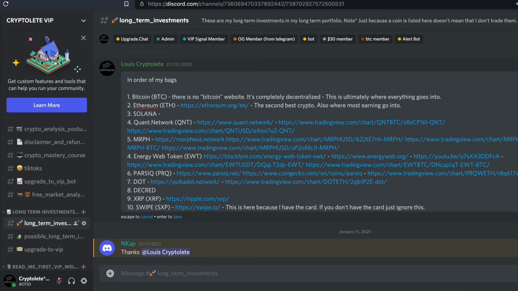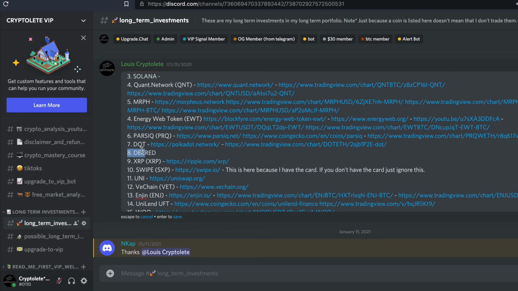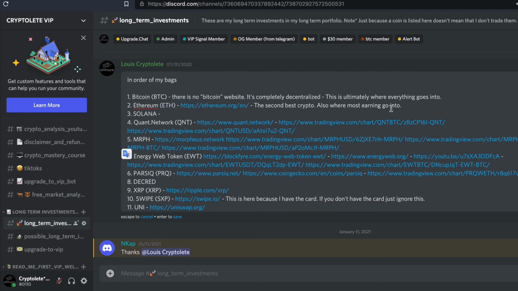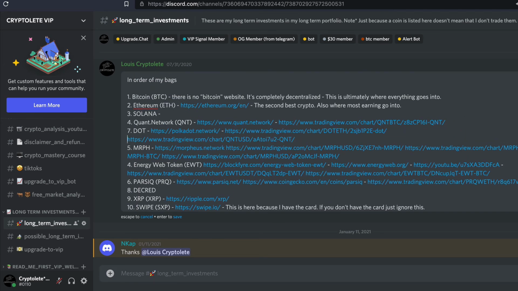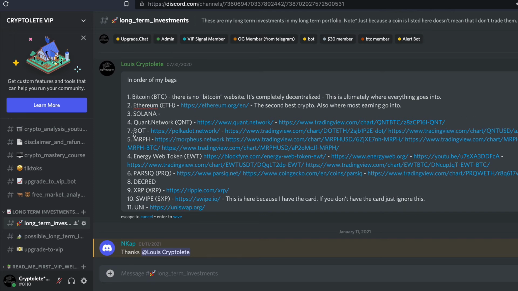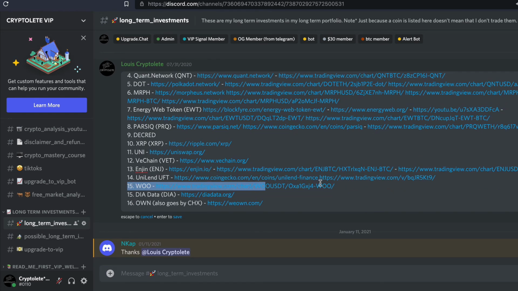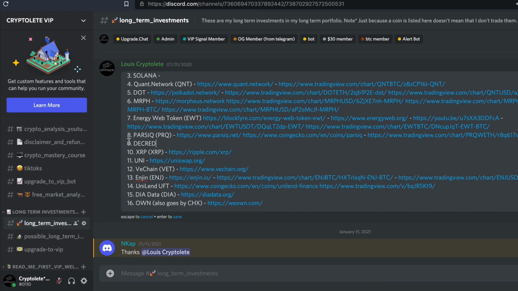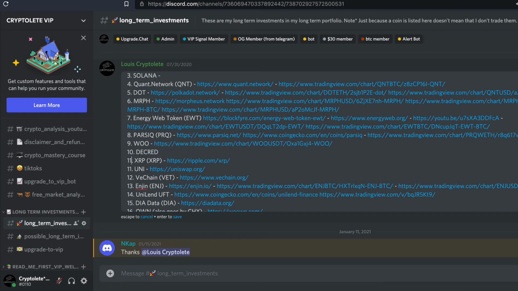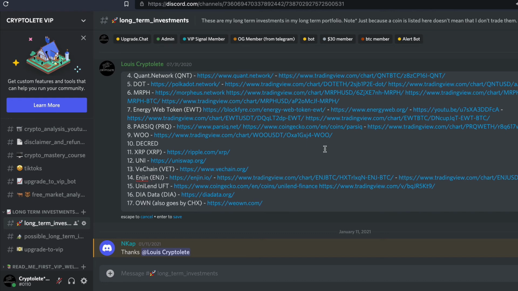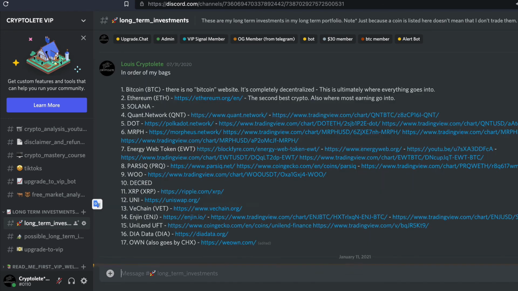4, 5. Wait a minute. DOT, and then I have DOT over here. So these are all of the ones that I'm sort of invested in. These are the ones I'm invested in for the long term. No longer have Swipe. Woo needs to come before. Probably Woo is like here. So you're getting some VIP stuff right now because these are only in the VIP. I don't know enough about DIA anymore to warrant it to be on my list.